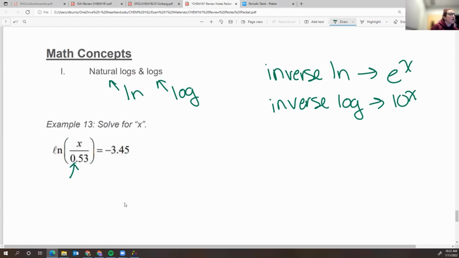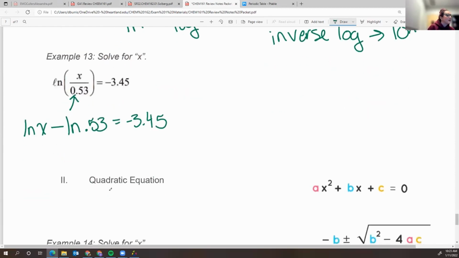If you are dividing in a log, this is actually the same thing as natural log x minus the natural log of 0.53. So I want to get x by itself. I've got natural log x equals negative 3.45. Then I'm going to move that over here. So I would get natural log x is negative 3.45 plus the natural log of 0.53. And you can do that in your calculator.